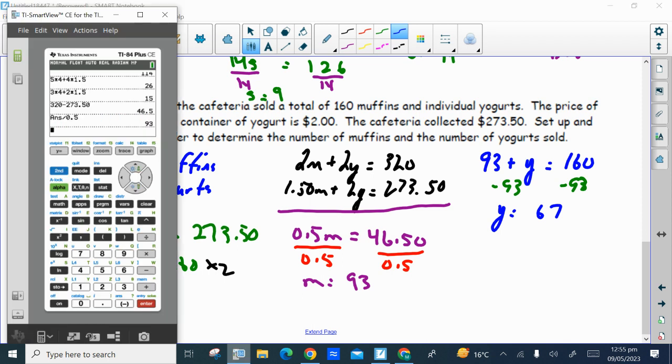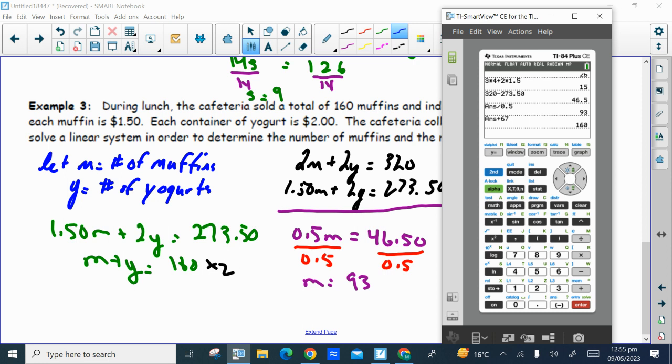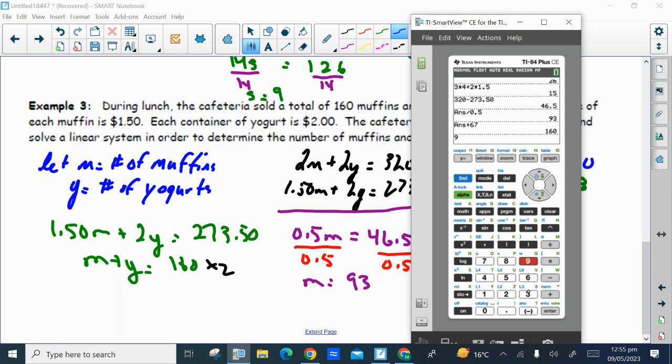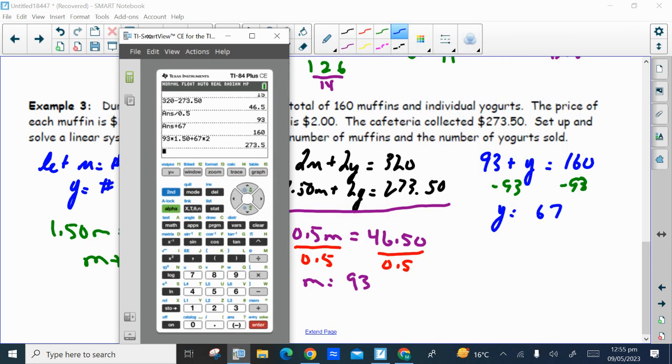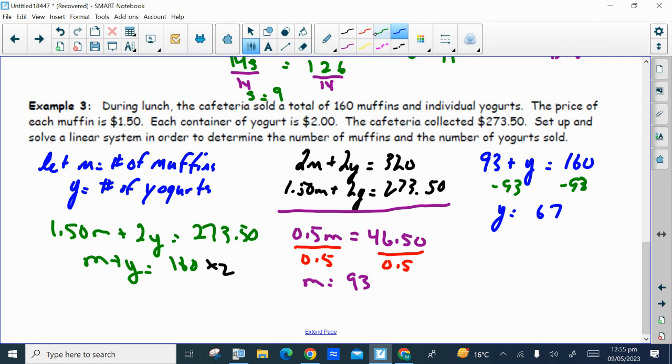So we'll check that. If we add those together, we should get our total of 160, and we do. Finally, each muffin being $1.50, and there are 93 muffins, so 93 times 1.50 plus 67 yogurts times $2 a yogurt should equal $273.50, and it does. So it all checks. We know our answers are correct, so we should write our concluding statement stating that.